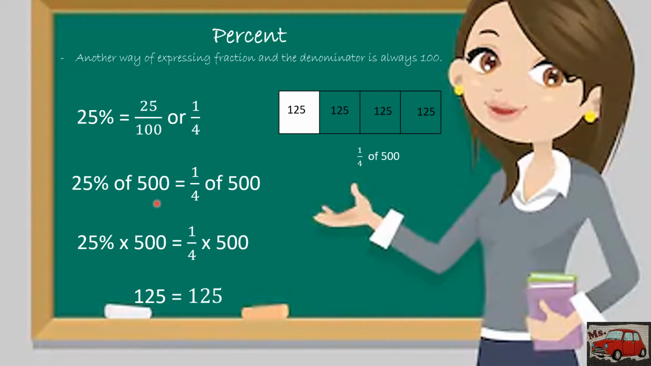Okay? So, to solve that, we just need to multiply. Diba? Nag-multiply tayo 1/4 times 500. So, we will just also multiply the percent to 500. But, the percent should be converted first sa decimal. Alright? So, if you do that, you'll get the same answer, which is 125.